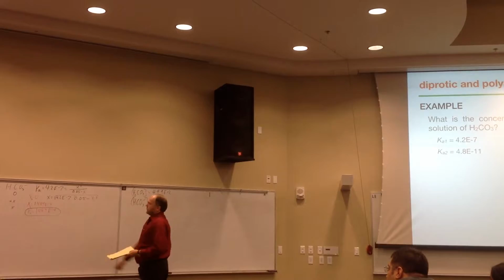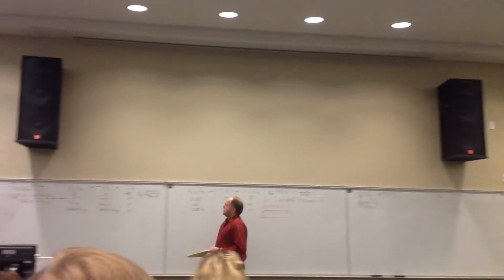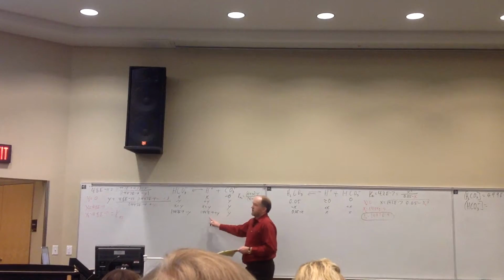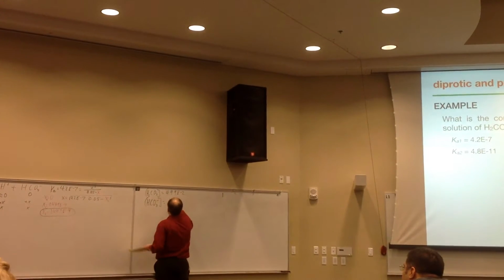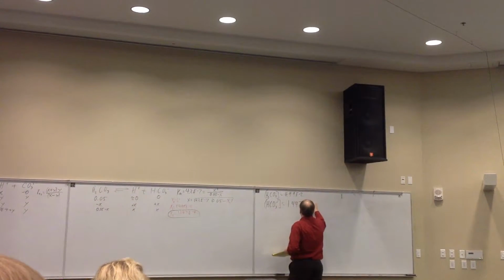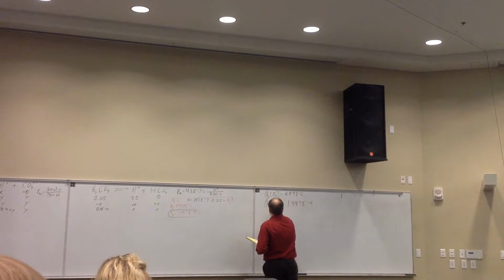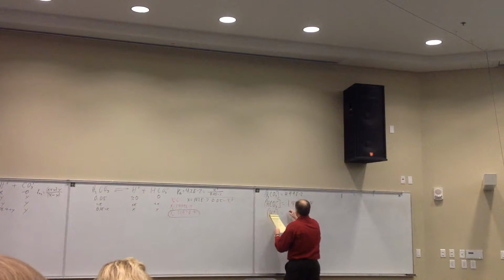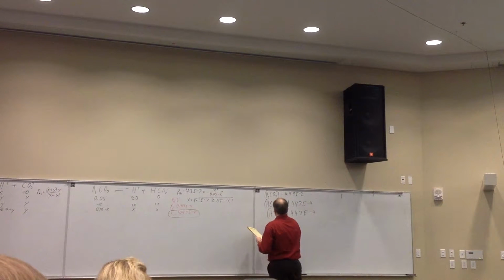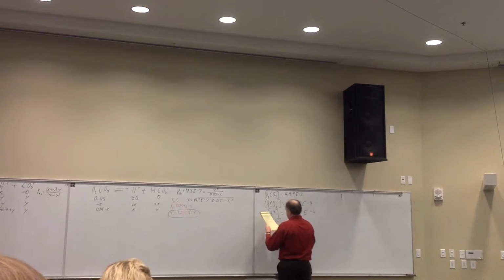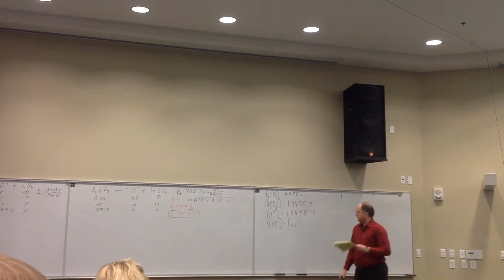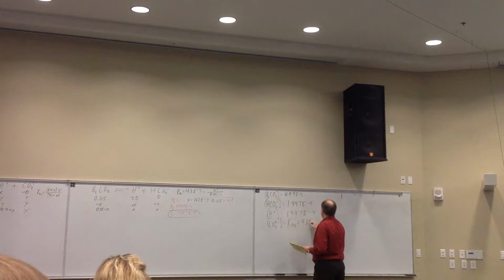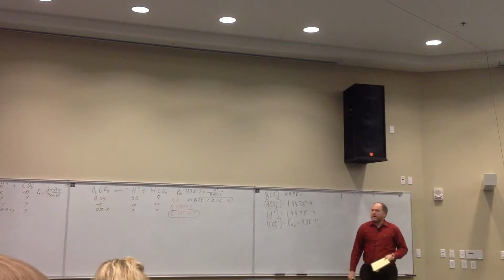Okay? So, this concentration doesn't change. This concentration doesn't change. All right, so the concentration of bicarbonate is just simply equal to that from the first one. Concentration of my proton is effectively equal to that from the first one. Concentration of carbonate, we're going to say is equal to Ka2, which is simply equal to 4.8 times 10 to the minus 11.